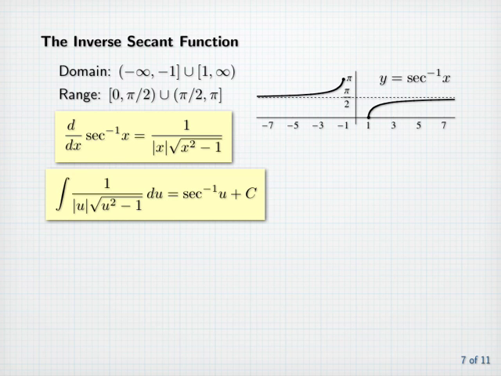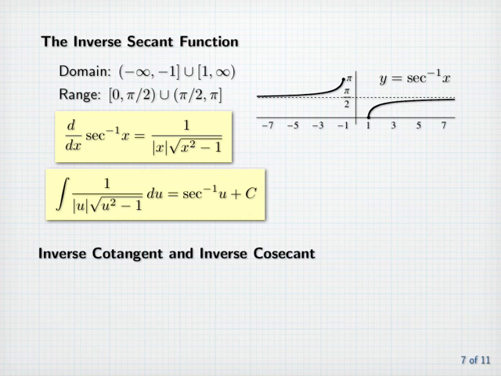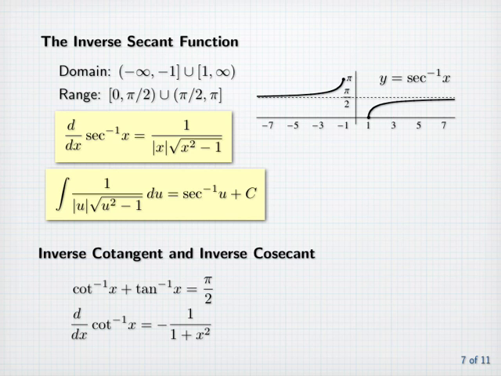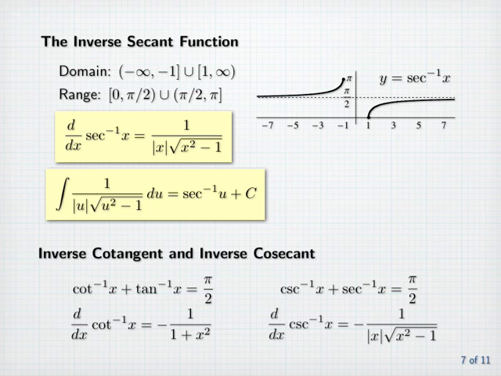Now we have only to consider inverse cotangent and inverse cosecant. Just as in the case of inverse sine and inverse cosine, we can think of inverse tangent and inverse cotangent as complementary angles. That is, they always sum to pi over 2. Thus, their derivatives are negatives of each other. So the derivative of inverse cotangent of x is minus the derivative of inverse tangent of x, or minus 1 over 1 plus x squared. Likewise, inverse cosecant of x plus inverse secant of x equals pi over 2, and so the derivative of inverse cosecant of x is equal to minus 1 over the absolute value of x times the square root of x squared minus 1.